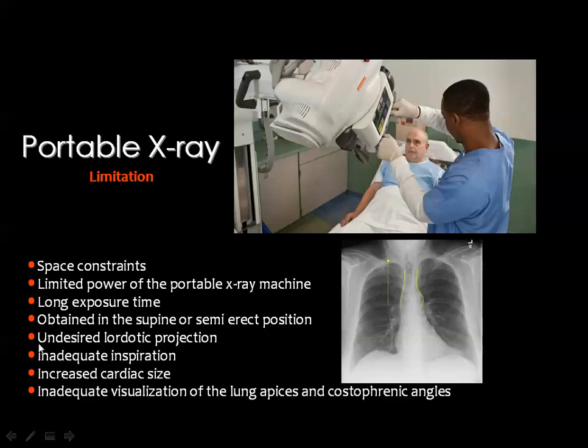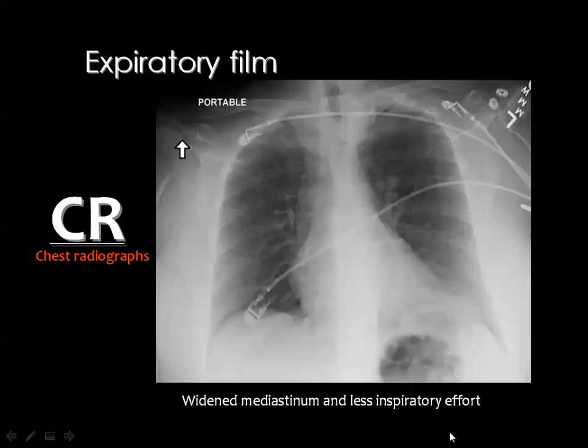Also, we may have undesired lordotic projection depending on the patient position. The patient in many times cannot have adequate inspiration, and this will lead to elevation of the diaphragm and give a false impression about the cardiac size. Then inadequate visualization of the lung apex and the costophrenic angle is sometimes seen in these portable X-rays.